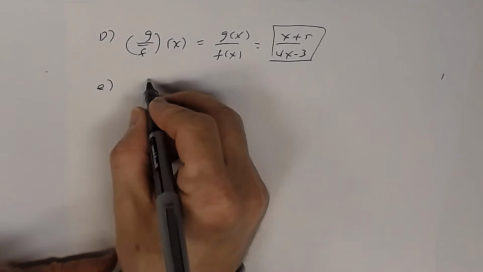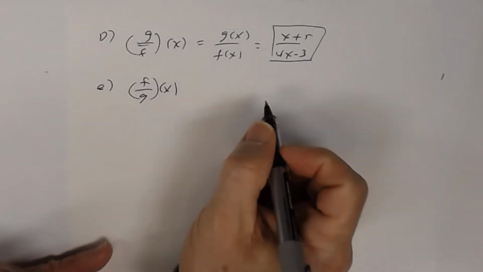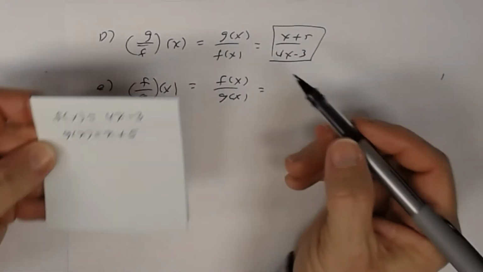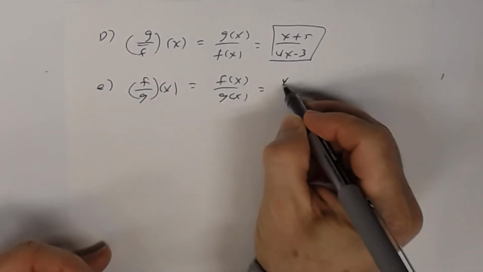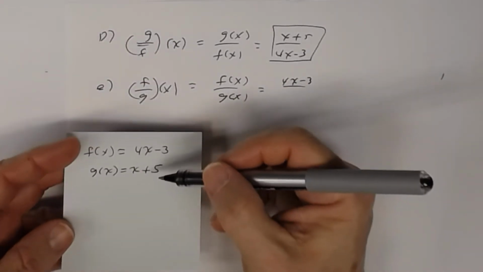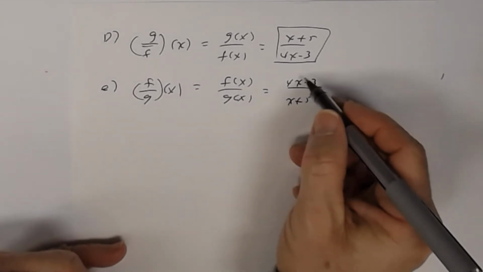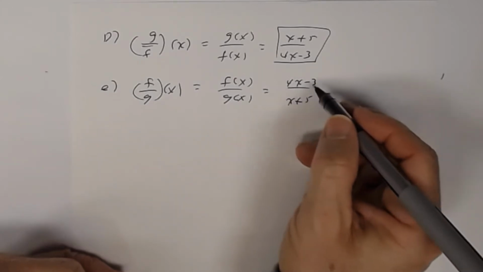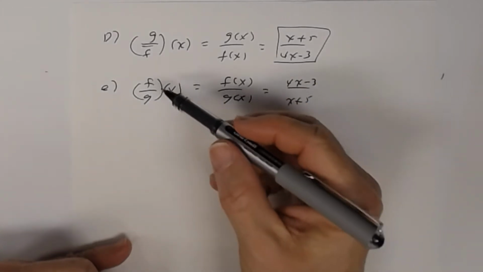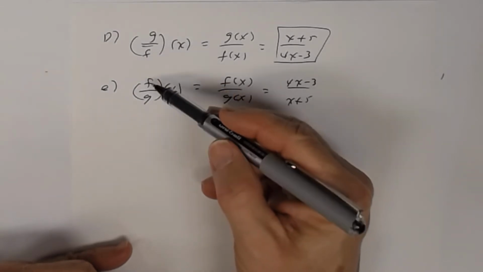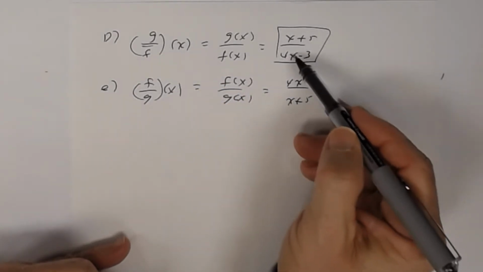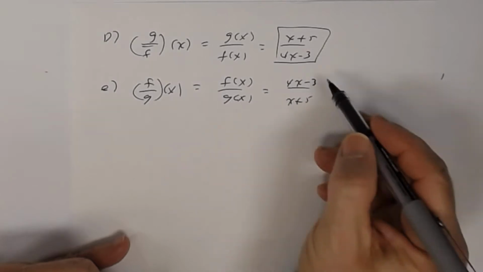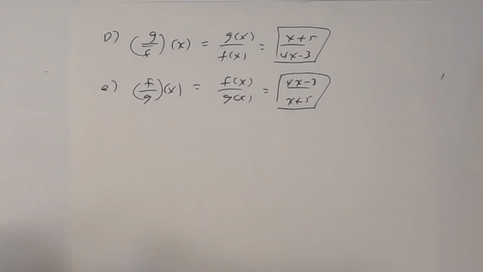If you look at E, this time you have f divided by g evaluated at x. So by definition, that's f of x divided by g of x. And f of x, remember, is this linear function, 4x minus 3. And g of x is this linear function, x plus 5. And so notice that, again, I cannot reduce this any further because I can't factor either one of those. And those factors are not the same. And so I want you to notice, though, that g divided by f, its reciprocal is f divided by g. So if I found letter D, g divided by f, then f divided by g is just the reciprocal of this. All right, so that was number 1.